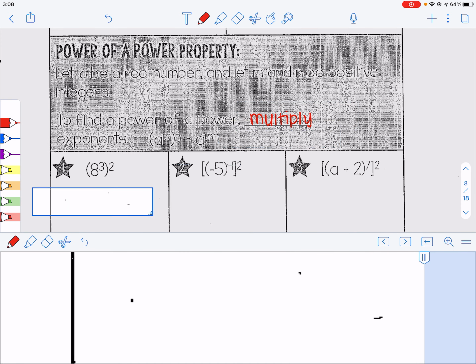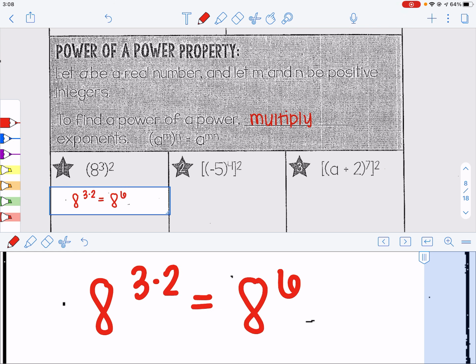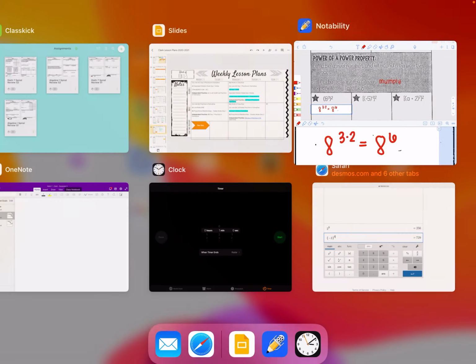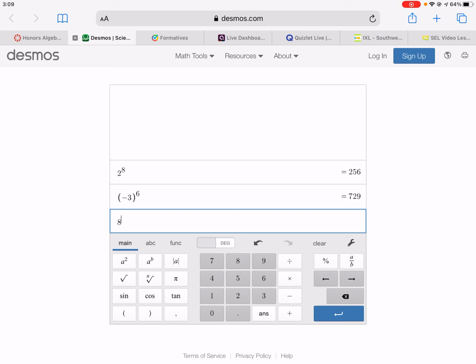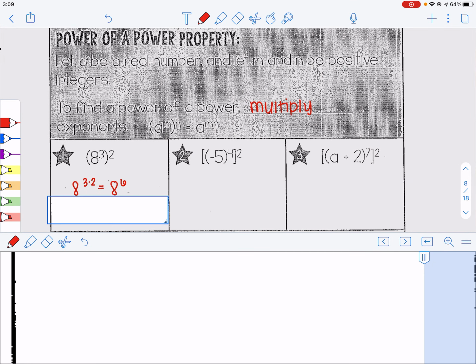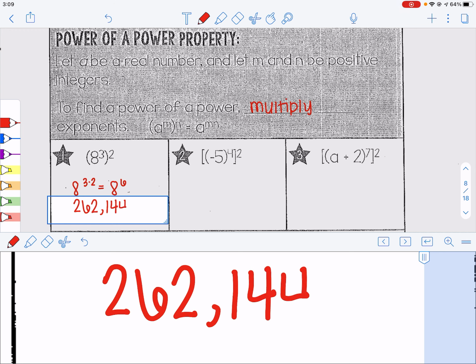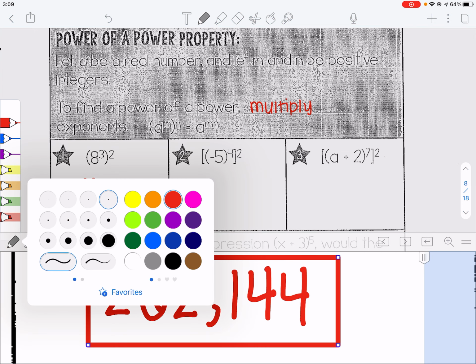Okay, so let's try these next ones. For number 1 down here, you have 8 to the 3rd squared. Keep the base, multiply your 2 exponents. So we have 8 to the 6th. And again, let's use our Desmos scientific calculator. 8 to the 6th is 262,144. Nice and big number. All right, let's try another one.